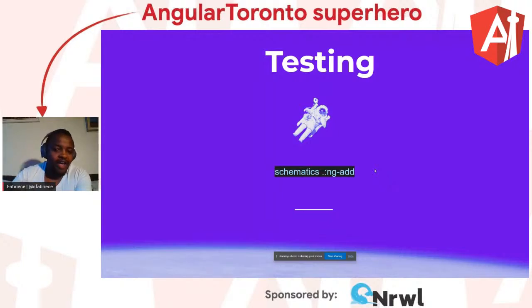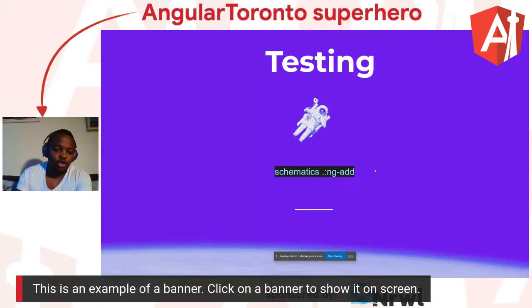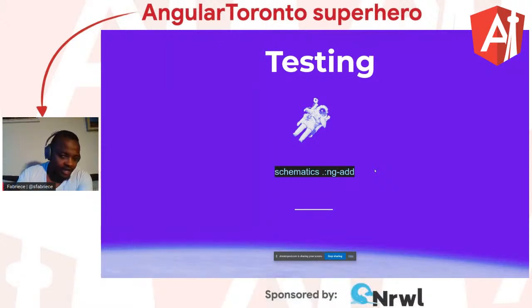You know you can have other schematics. So when you do ng-generate, that's another schematic. So there's different types of schematics. But in this case, when you're adding a new library to your project, you use ng-add. There's also the ng-update for updating schematics and with migrations and stuff like that.